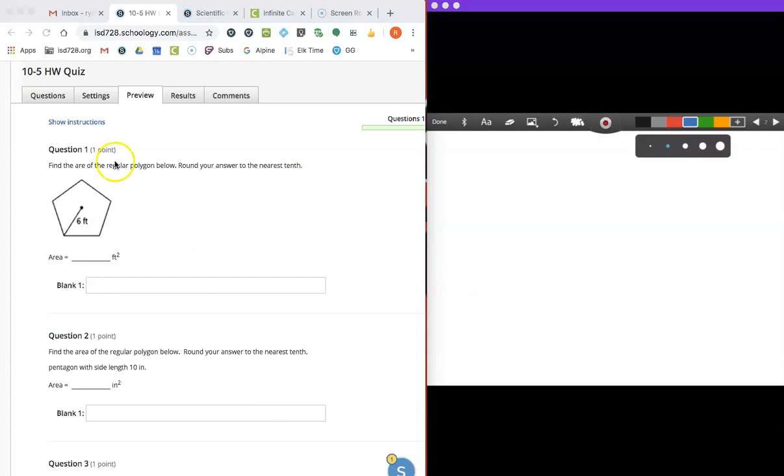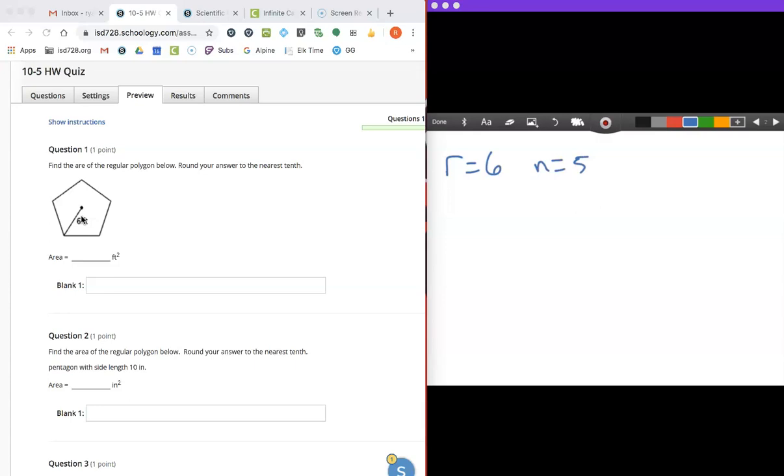Okay, so let's look at number one. Find the area of the regular polygon below. Round your answer to the nearest 10th. What we have here is a pentagon, so we know n is 5. They gave us a radius this time. So 6 is this radius, so I know that r is 6 and n is 5.